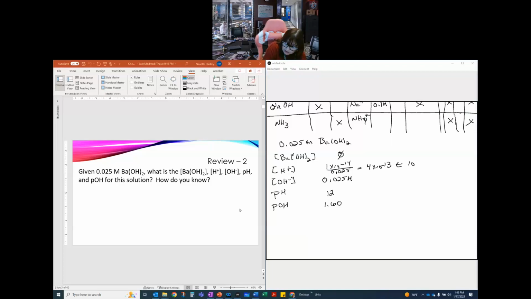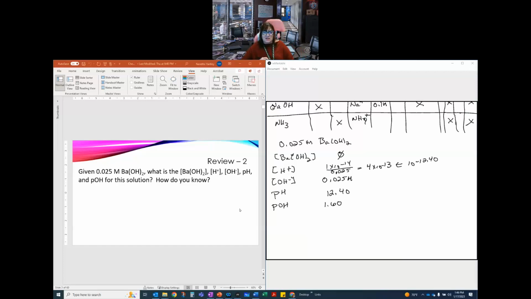This is 12.40 because it rounds up. Two sig figs after the decimal point is 40. And then this is 10 to the negative 12.40.